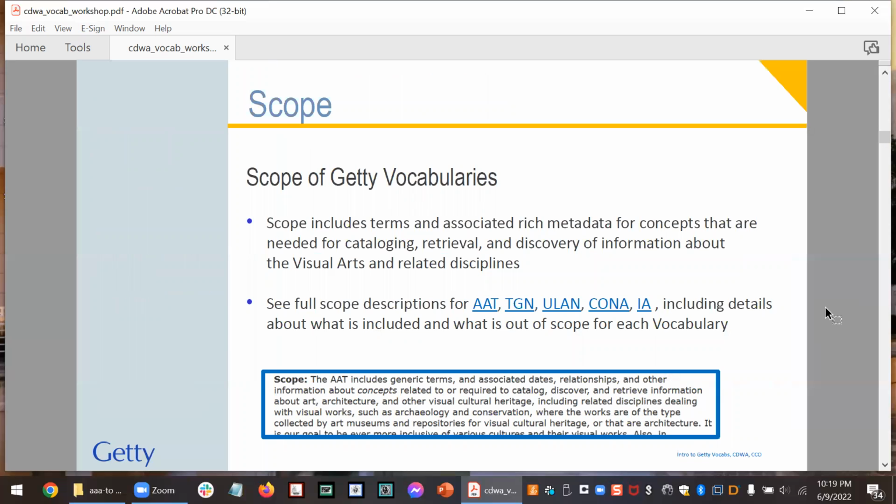The scope of the Getty Vocabularies. So we've defined this very carefully. The scope includes terms and associated rich metadata for concepts that are needed for cataloging, retrieval, and discovery of information about the visual arts and related disciplines. We don't have every term and every name in the world, but just those that are needed for this purpose. Now we have full scope descriptions of all 5 of the Getty Vocabularies, including details about what is included and what is out of scope for each, and you can find that on our website.